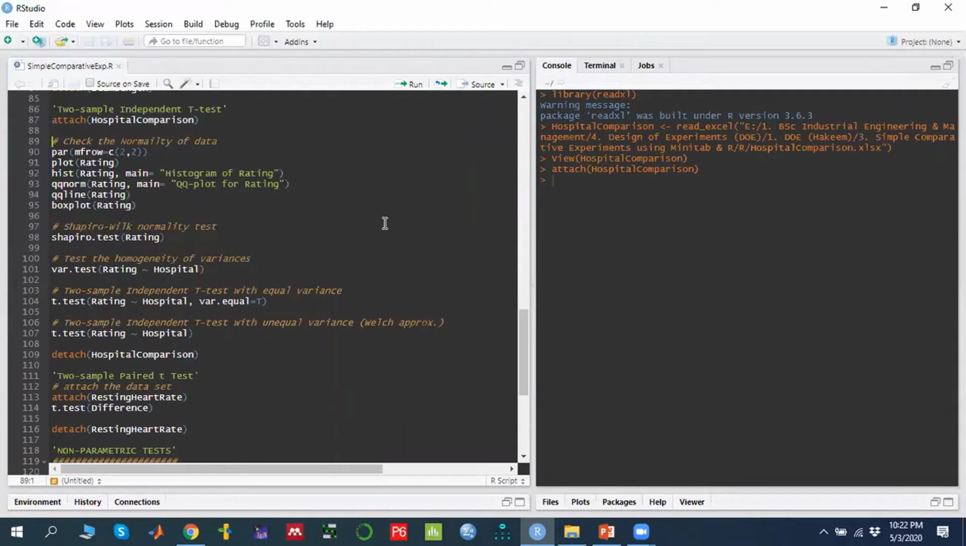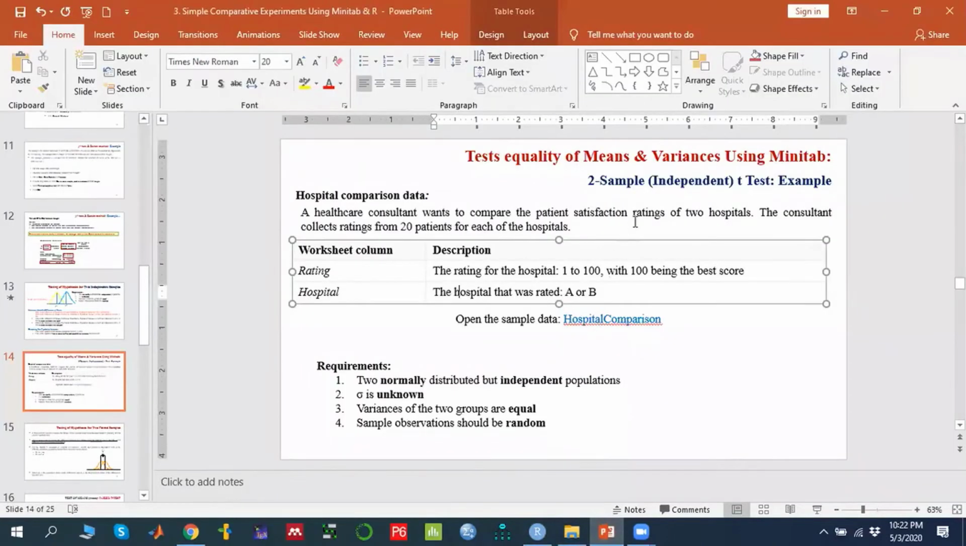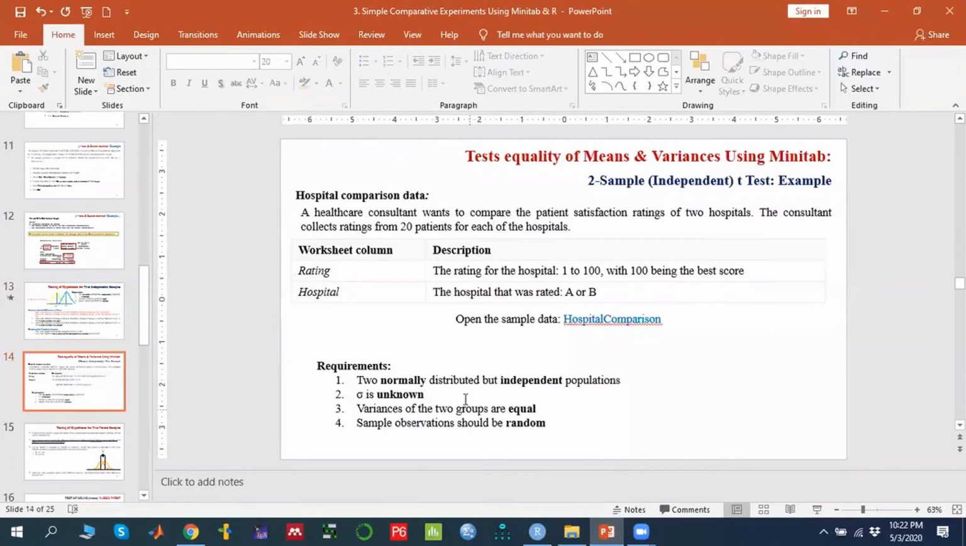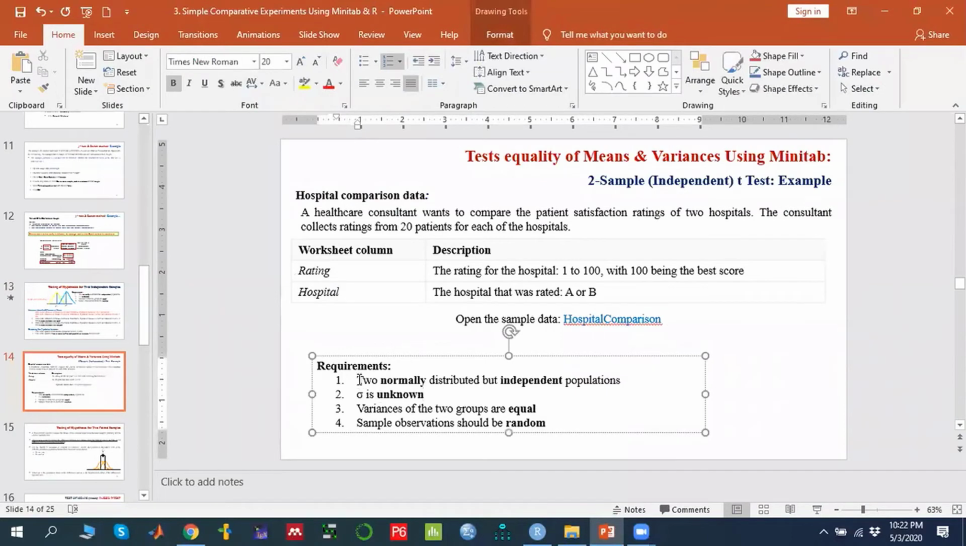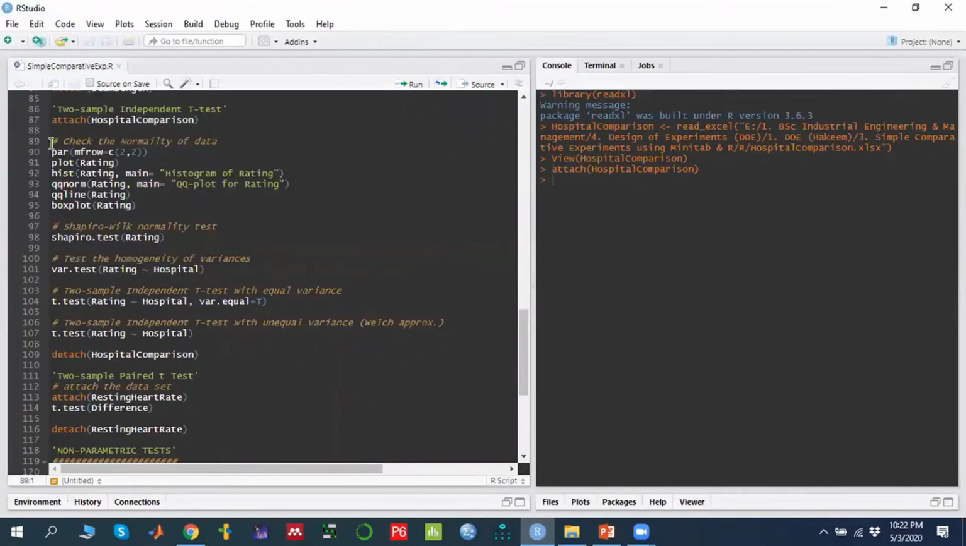So in order to use, we need to attach this data set. The first condition, as we have seen, in order to apply the two independent sample t-test, is that we need to check the normality of the data. This thing we already did for the previous test as well, if you can watch my previous videos.